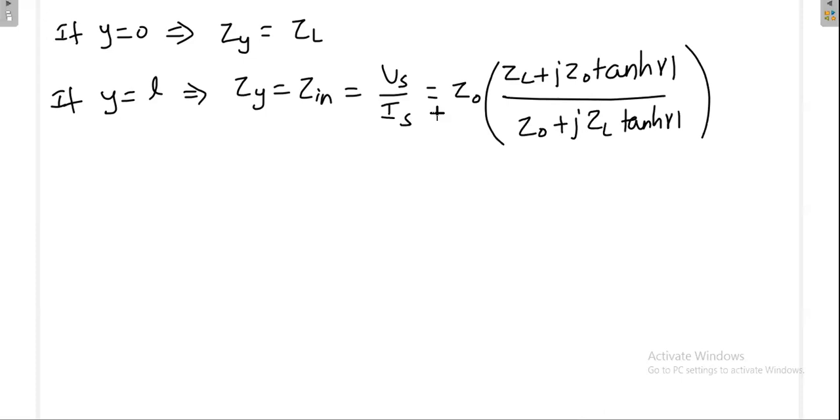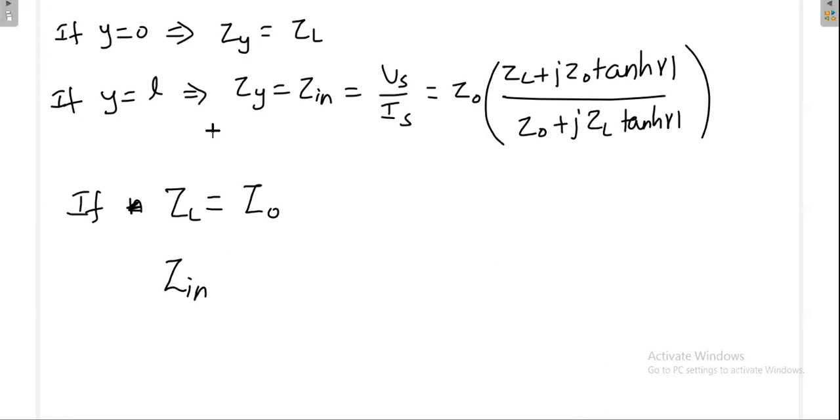Now one more thing we are going to analyze. If our load impedance is equal to the characteristic impedance, that is, if instead of ZL I put Z0, what will happen? Anybody?